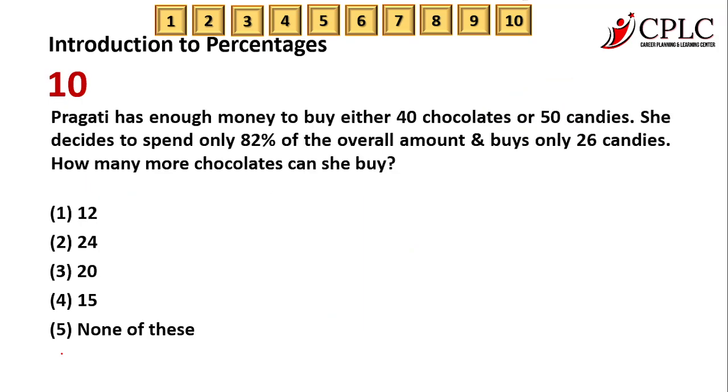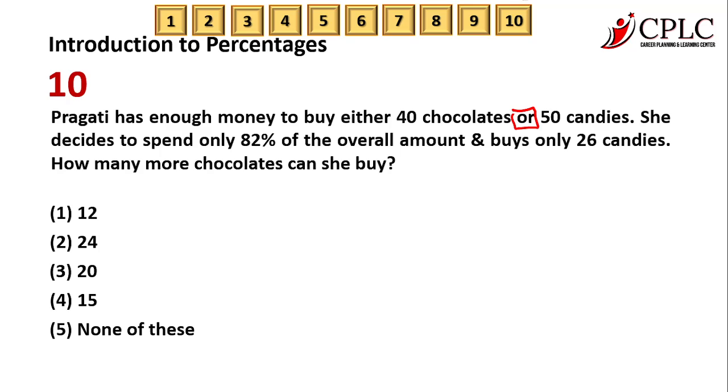Let's do the 10th one, which says Pragati has enough money either to buy 40 chocolates or 50 candies. The key part is or, not both, or either of which. She decides to spend only 82% of the overall amount, and she buys 26 candies. How many more chocolates can she buy? Is what they are asking.